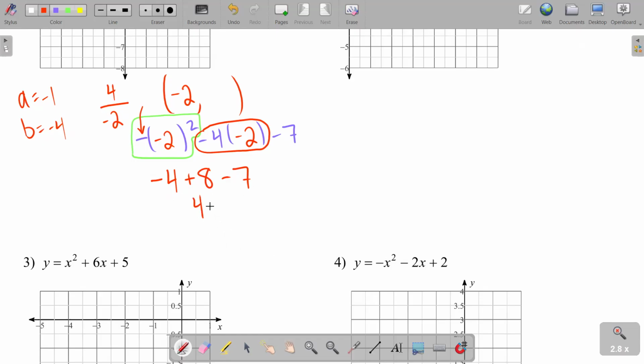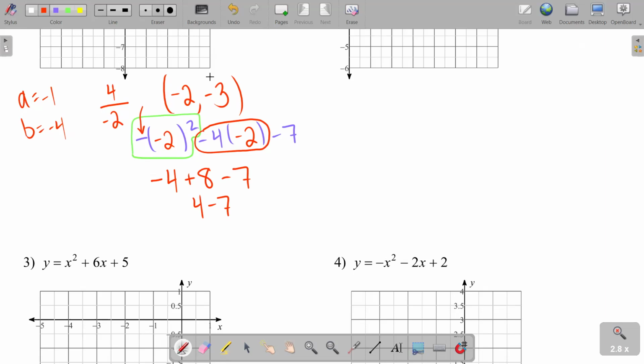What's -4 plus 8? 4. And what's 4 minus 7? -3. So I'm going to put -3 back into my vertex now. And so the instructions say find the vertex and then sketch the graph. So I would say that mission number 1 has been accomplished.